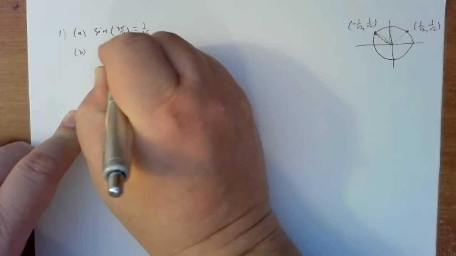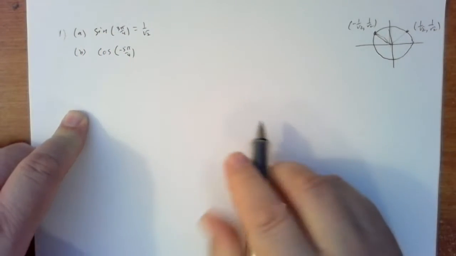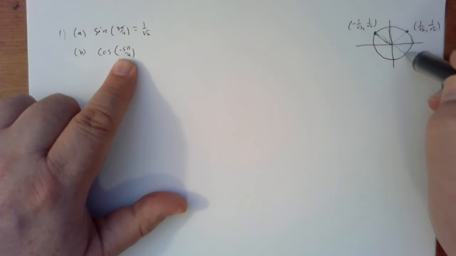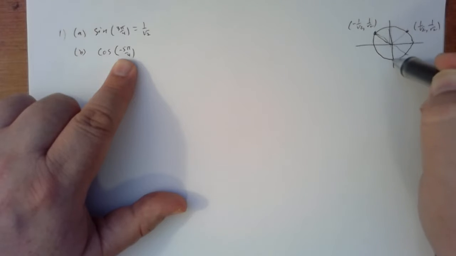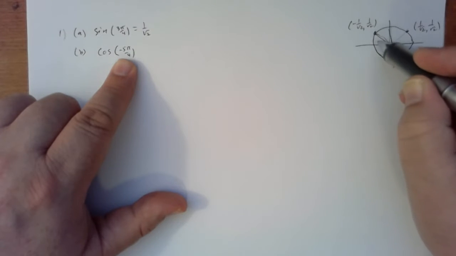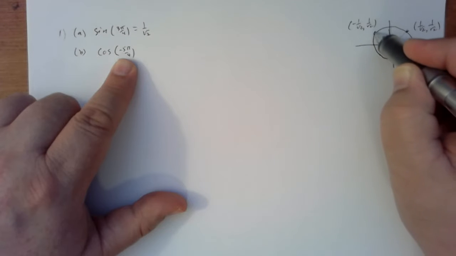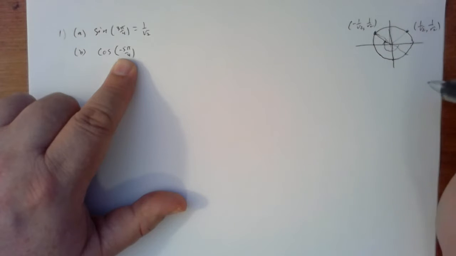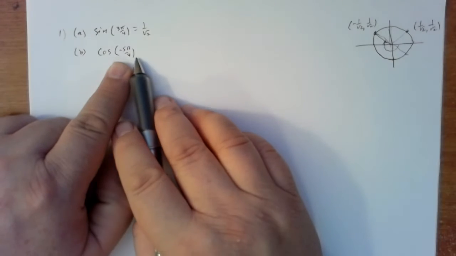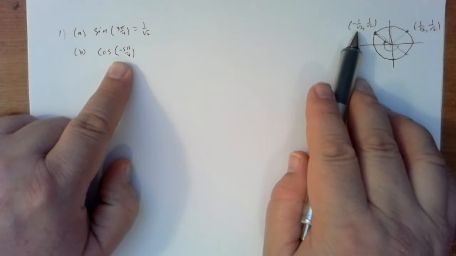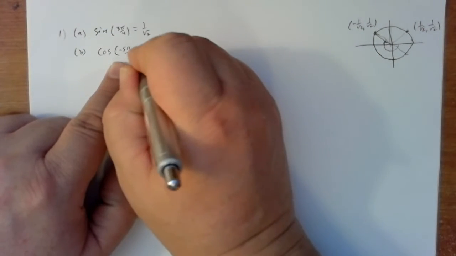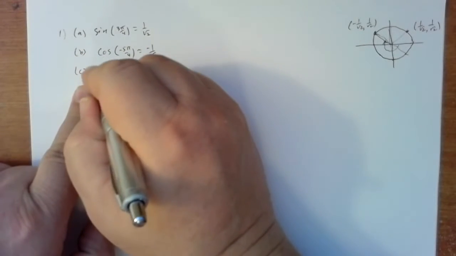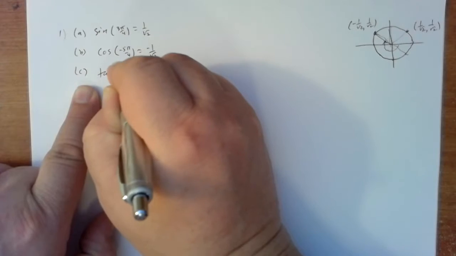B, cosine of minus 5 pi over 4. Okay, so where is minus 5 pi over 4? Well, this is minus 1 pi over 4, minus 2 pi over 4, minus 3 pi over 4, minus 4 pi over 4, minus 5 pi over 4. Oh, so it's the same point. And now we want the cosine, which is the x-coordinate on our unit circle. So that's going to be minus 1 over the square root of 2. Good.